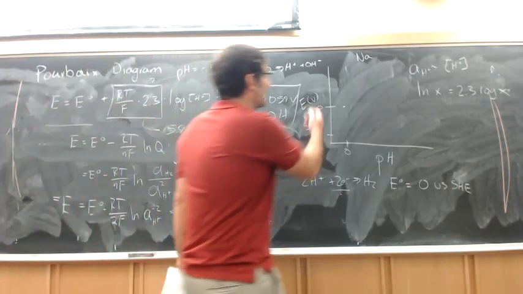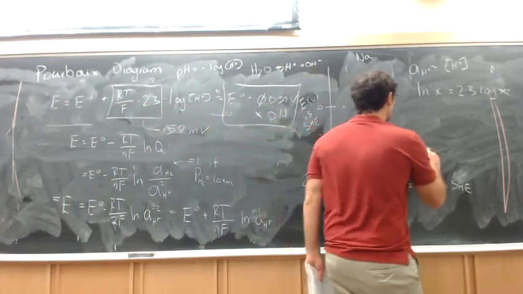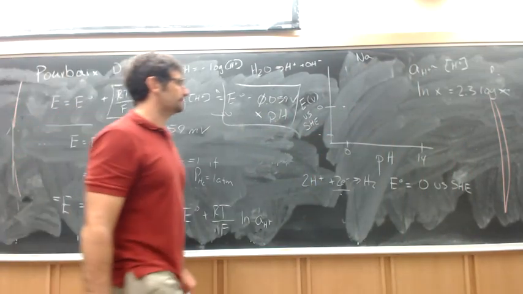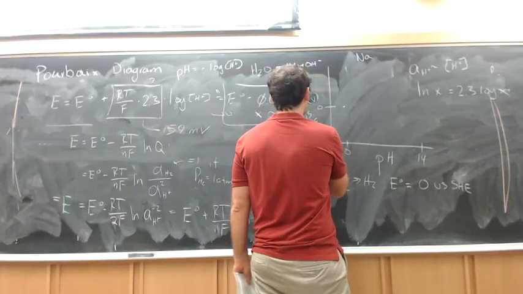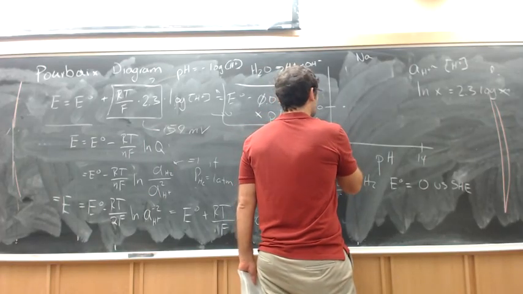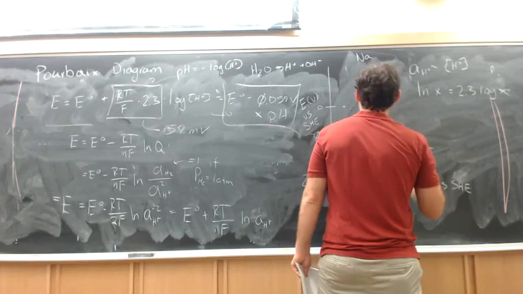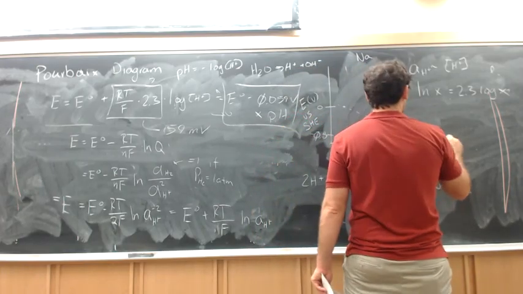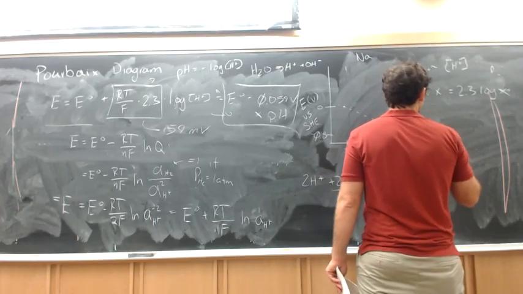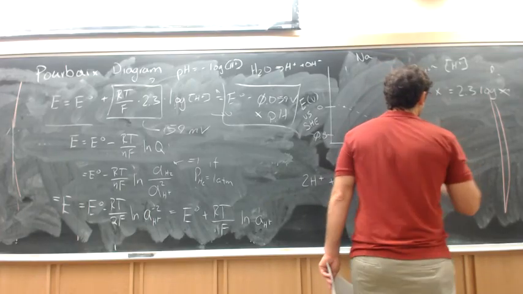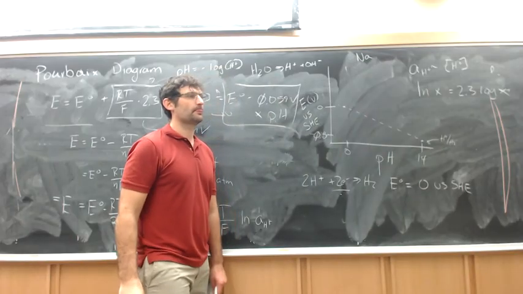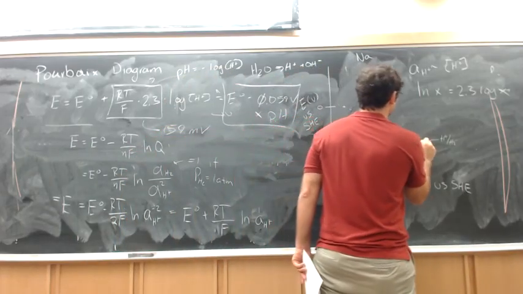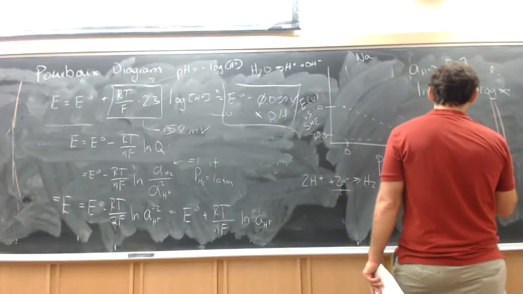Okay, so what does this look like? What's it at pH 14? 59 millivolts times 14 is negative, so this is going to be negative 0.8, and it's actually 0.83. And so I can just draw a line here. This is basically the H plus H2 equilibrium. And in fact, if you look in Bard-Faulkner, this reaction has exactly this standard potential.